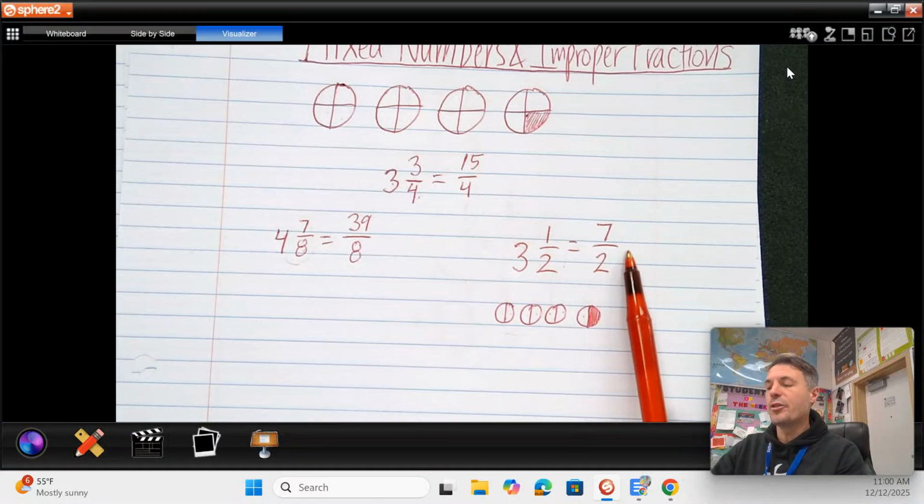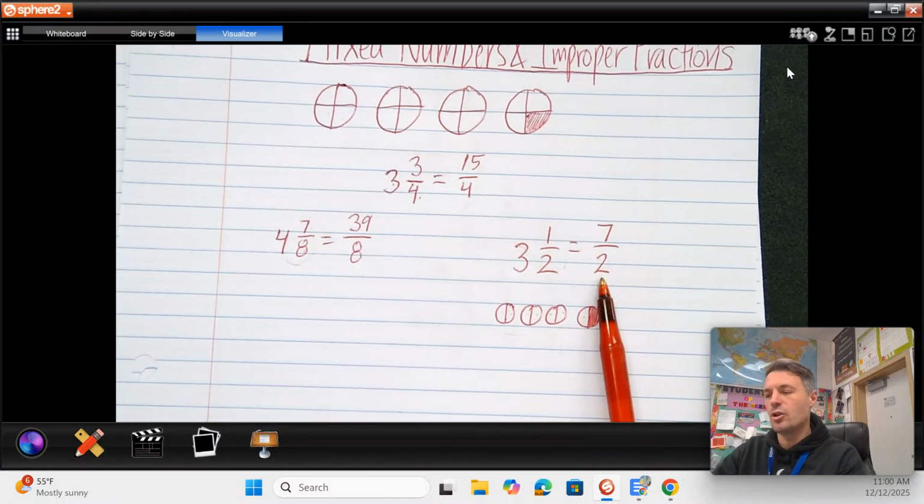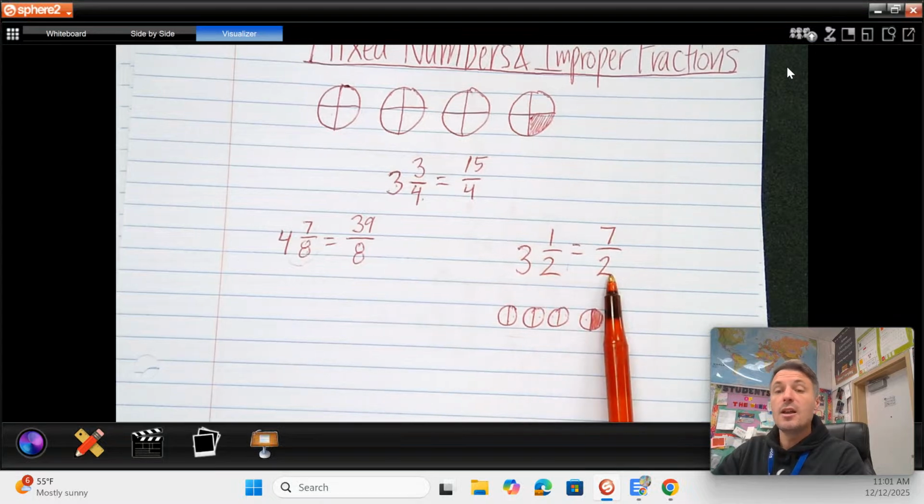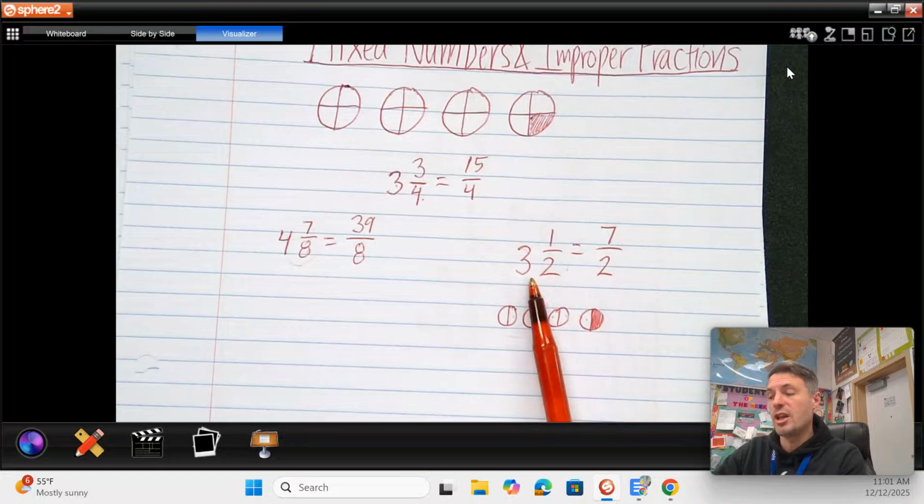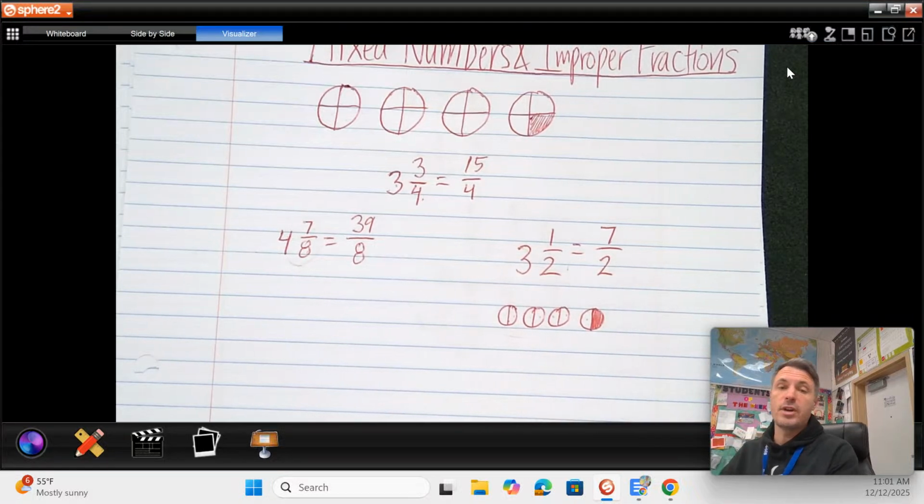So even though it's not the right way to say it, you still have to know how to change mixed numbers to improper fractions, because being able to change this into this becomes useful when you're doing operations with fractions and with mixed numbers. That's why you have to be able to change mixed numbers into improper fractions.